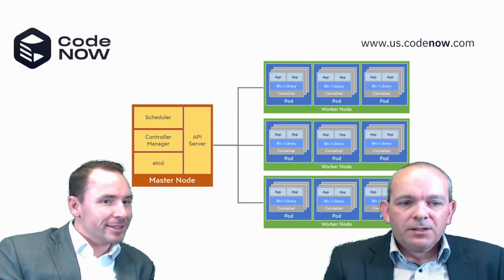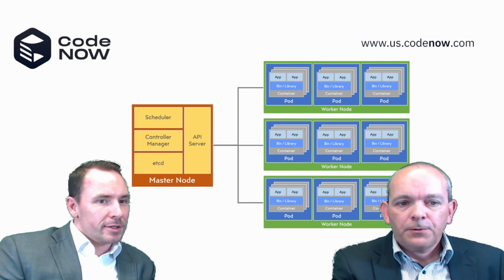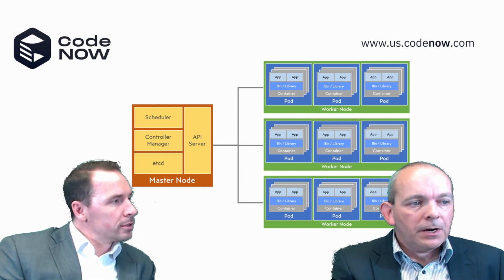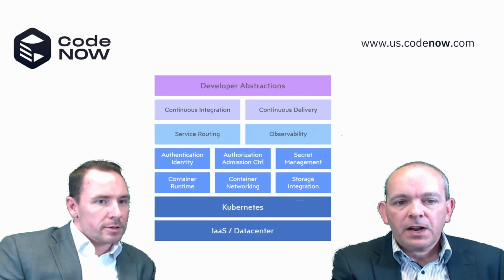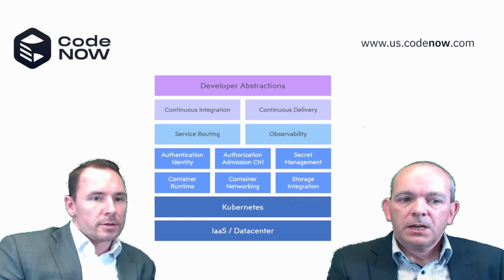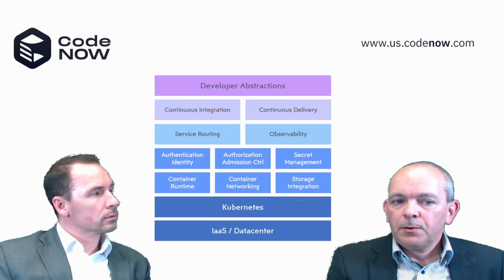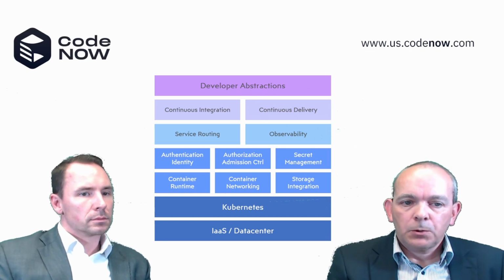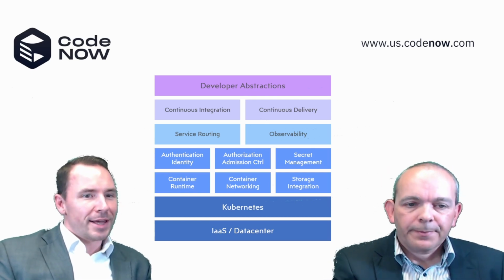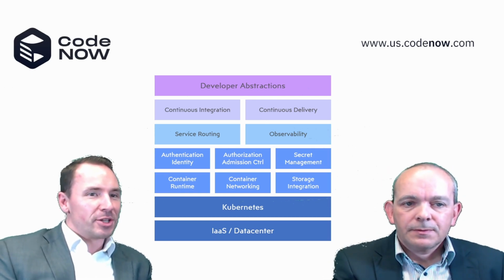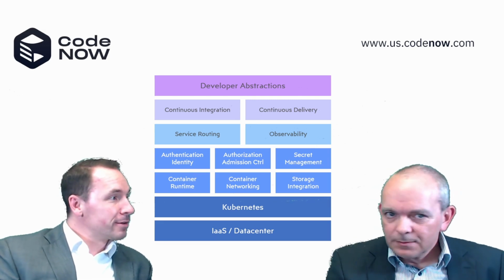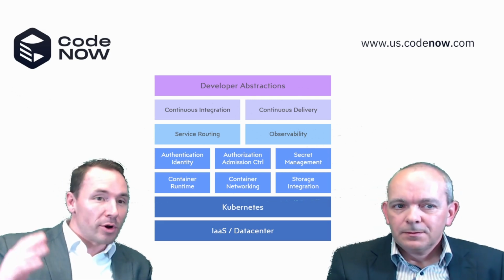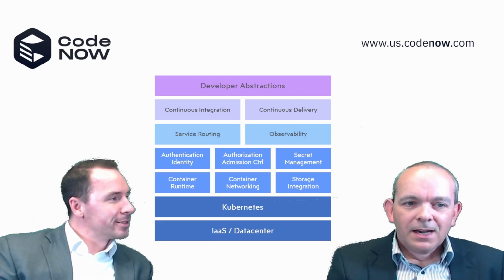Right. There are quite a few platforms which provide different levels of abstraction over Kubernetes, depending on the type of IT people who will work with them. Okay. So I expect you're talking about platforms like OpenShift, Tanzu, Heroku, and of course our CodeNOW. Yeah, you are right.